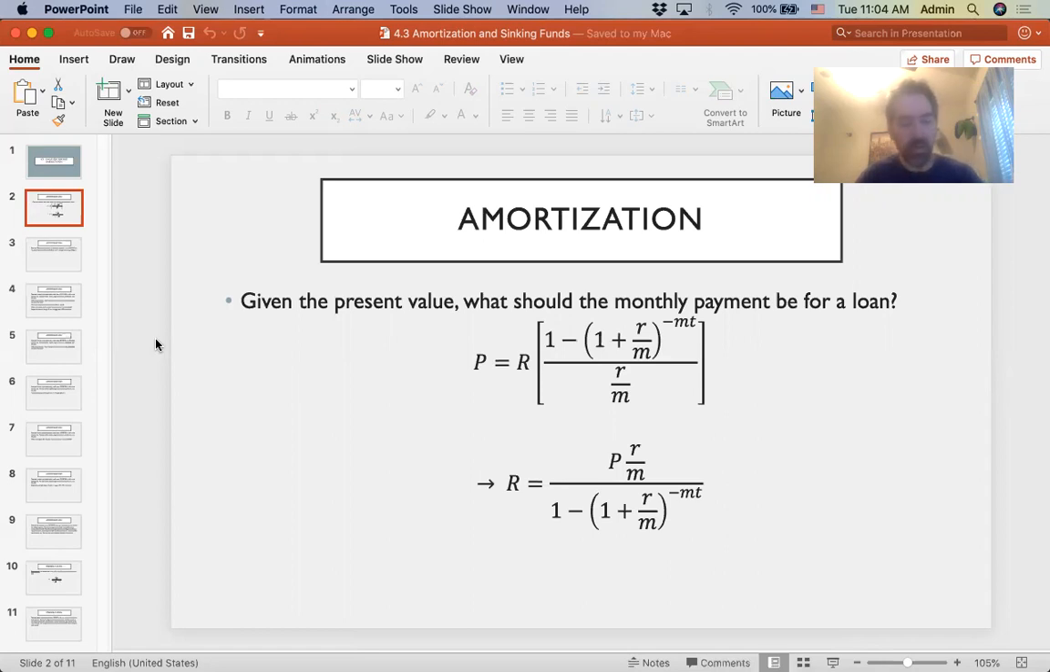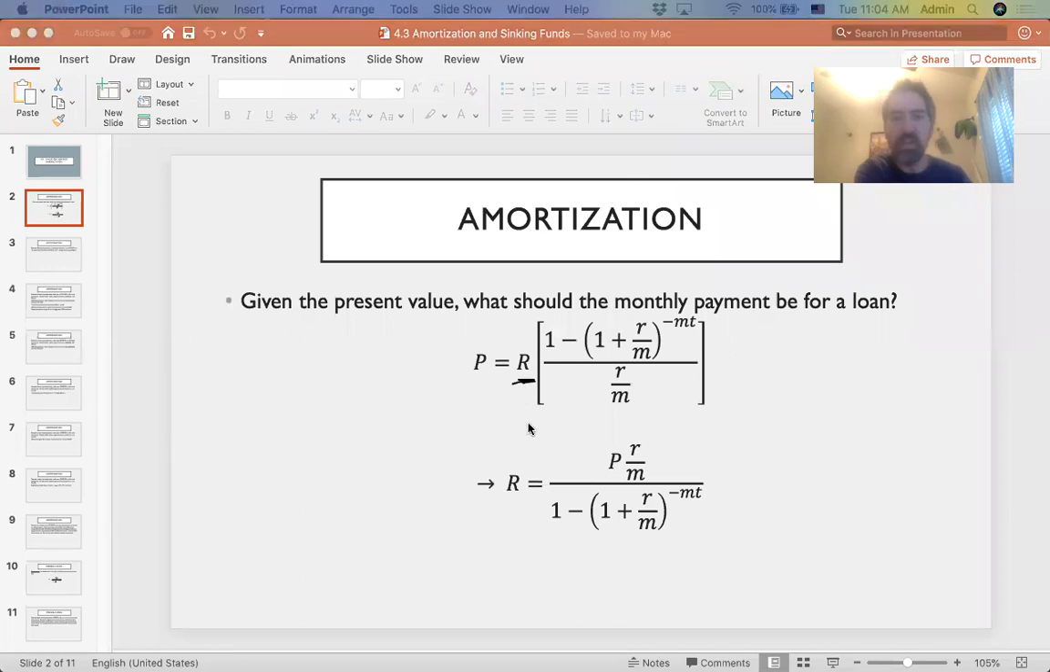So if we take our present value annuity formula from the previous video, we can solve for R. Remember that R is the payment amount. We solve for R by dividing both sides by this bracket set.